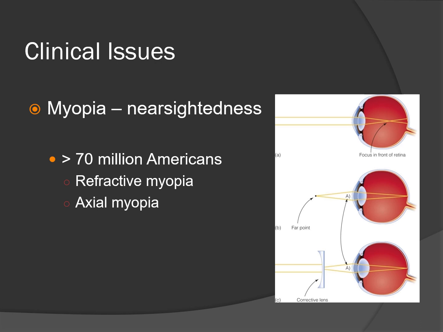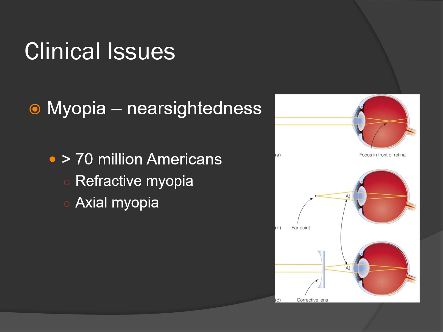What this means is I can see when it's near and that light is coming in at an angle, but when that light is coming in parallel, as I get farther away, I have some point where it's too much in parallel, and so I'm bending the light too much, and it's getting focused in front of the retina. So we're going to give some kind of concave lens to bend that light out into an angle again so that it gets focused on the retina.